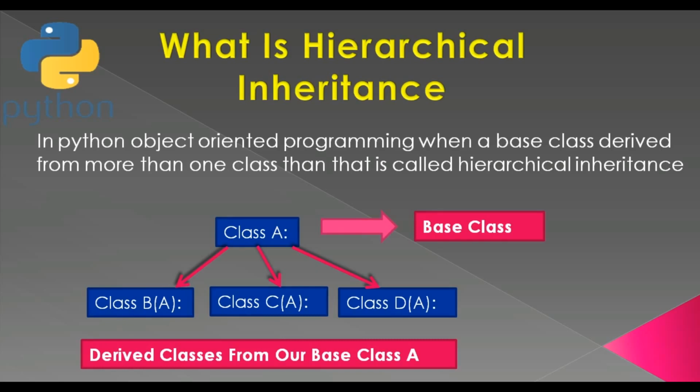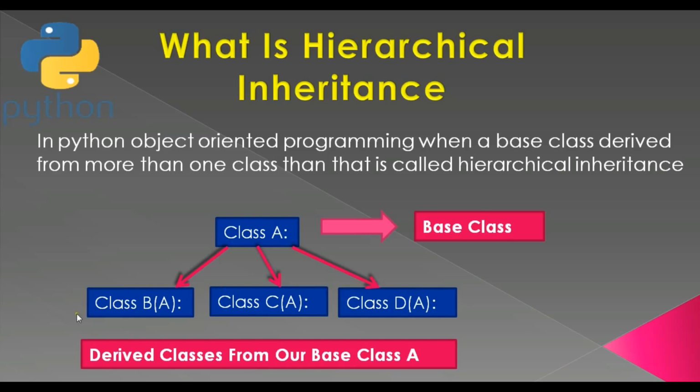So in Python object-oriented programming, when more than one class is derived from a base class, that is called hierarchical inheritance. So for example, here we have a class A. Also we have three more classes: class B, class C, class D. Now class B inherits from class A, class C also inherits from class A, and class D also inherits from class A. This kind of inheritance is called hierarchical inheritance.